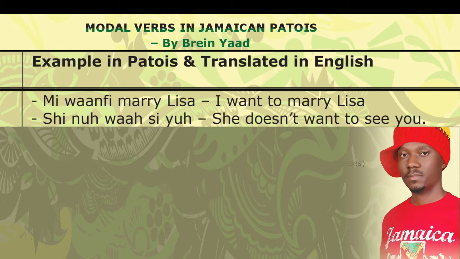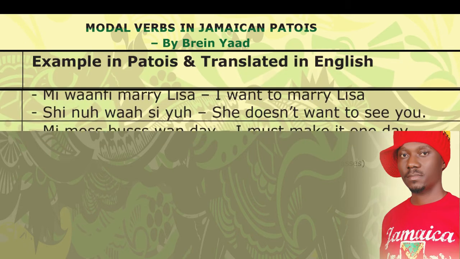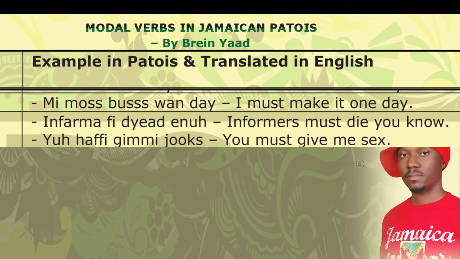And then we go to modal verb must. How do you say must? You simply say must. Or you can use fi or hafi. All those can mean must. And under this example we say, me must boss one day. Me must boss one day, meaning I have to make it one day.